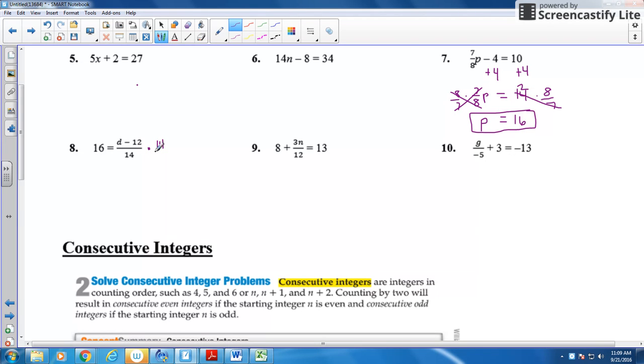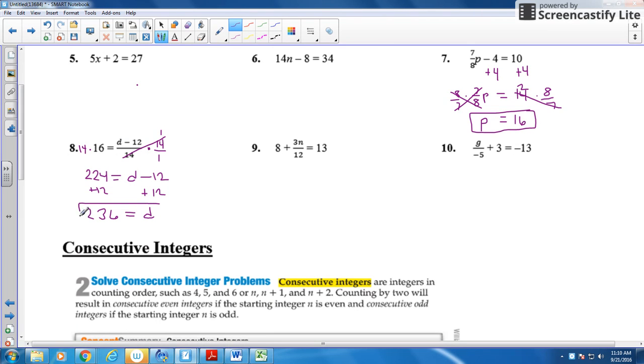And if it helps you, since this is in fraction form, you can write 14 in fraction form just by sticking it over 1. And remember, we're going to do that to both sides. So now I have 224 equals d minus 12, because my 14s cancel out and become 1, and so I'm just left with d minus 12. So now to undo the minus 12, I'm going to add 12 to both sides. And I get 236 equals d.